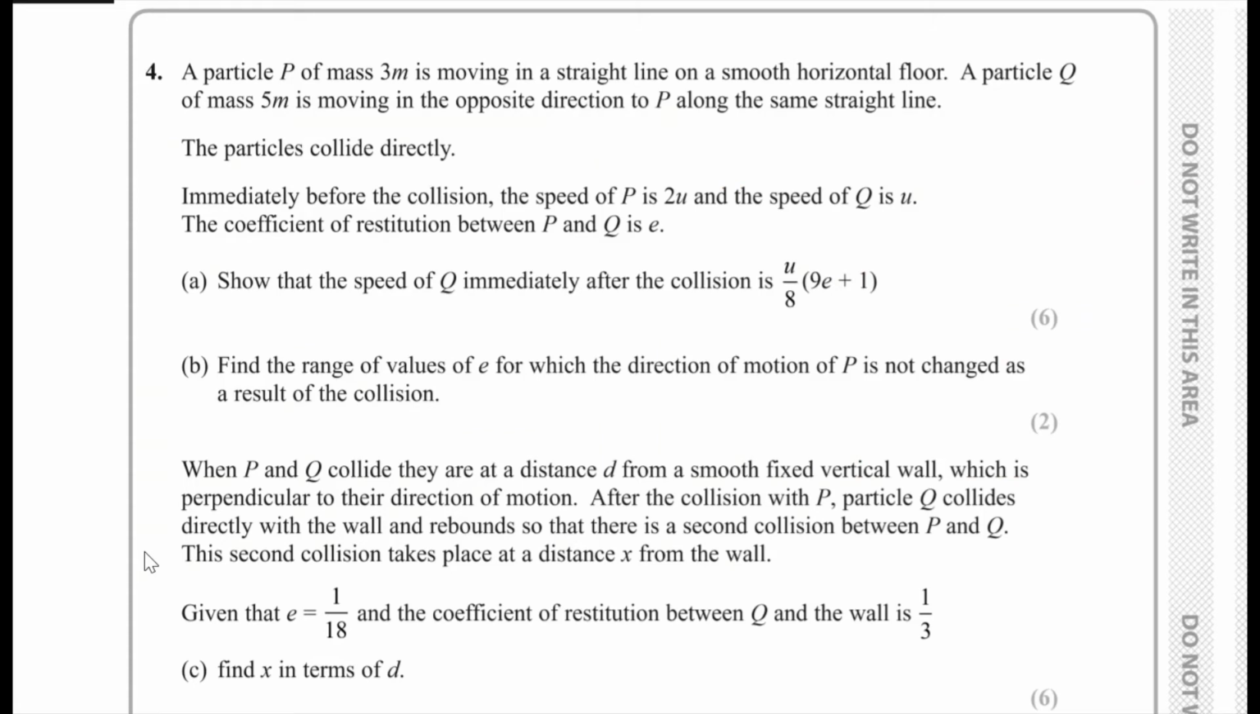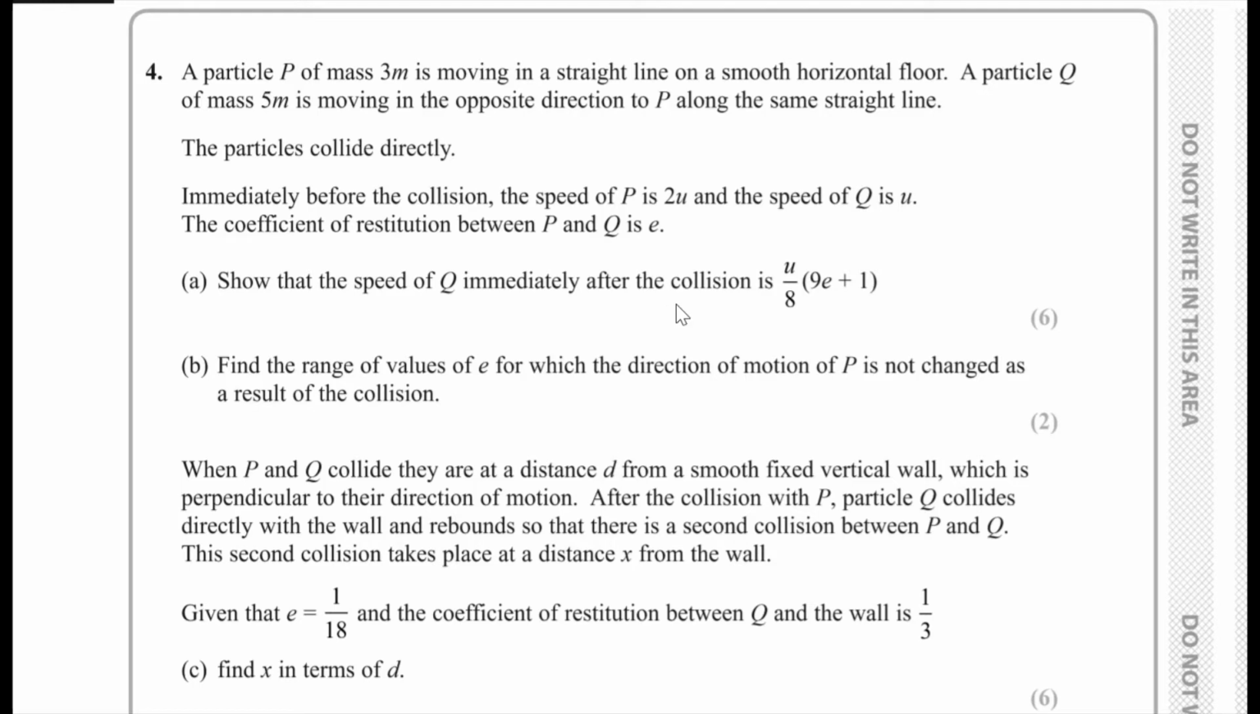Question number 4. We've got this particle P of mass 3m, and it's moving in a straight line on a smooth horizontal floor. A particle Q of mass 5m is moving in the opposite direction to P along the same straight line. The particles collide directly. Immediately before the collision, the speed of P is 2u and the speed of Q is u. The coefficient of restitution between P and Q is e. We have to show that the speed of Q immediately after the collision is u over 8, lots of 9e plus 1.